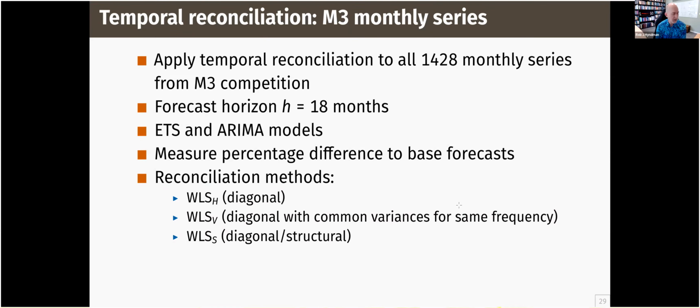I'm going to take some different types of reconciliation here. I'm going to try diagonal. I'm going to try diagonal with common variances, which sort of makes sense for this, because you would expect, for example, the February forecast to have the same variance as the March forecast, to have the same variance as the April forecast. So if they're on the same frequency level, they should have the same variances. And then what's called the structural approach, which is just assuming that everything at the bottom level has the same variance, but they're all independent of each other, which is not true, but maybe is a decent approximation.